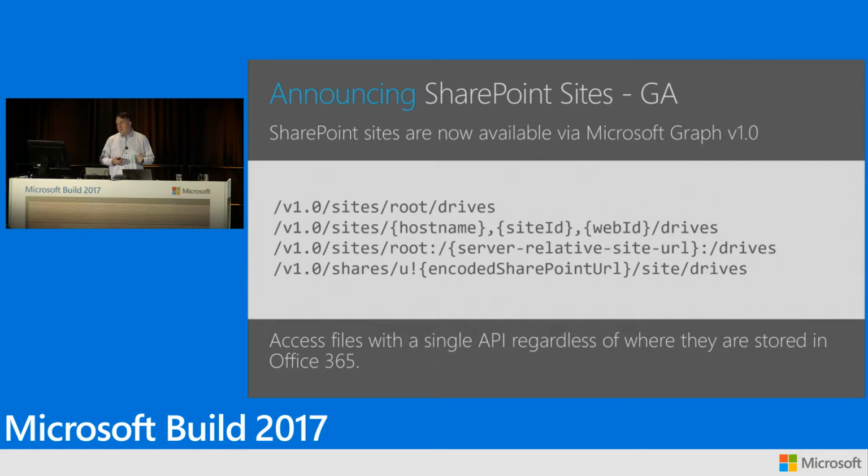And then we've also enabled the shares functionality that we had for OneDrive, for being able to operate on a sharing link, to work on SharePoint URLs as well. So if you have a SharePoint URL for a site, or you have a sharing link that gets you access to a file, you can use that URL now in the Microsoft Graph and program directly against that.